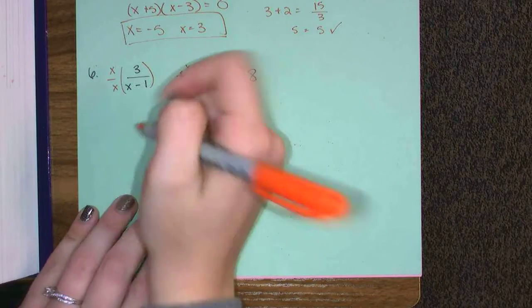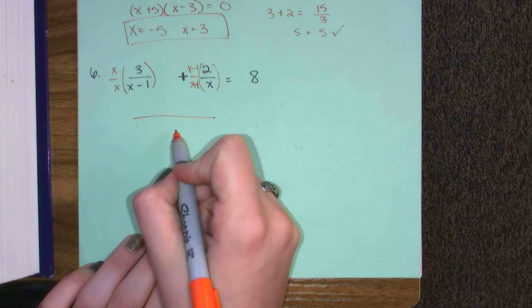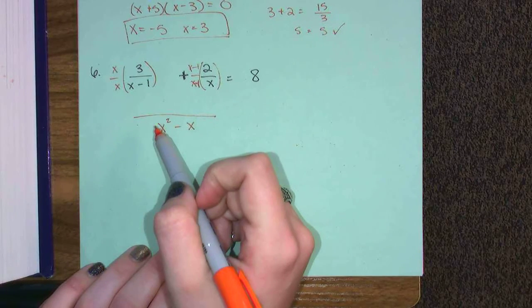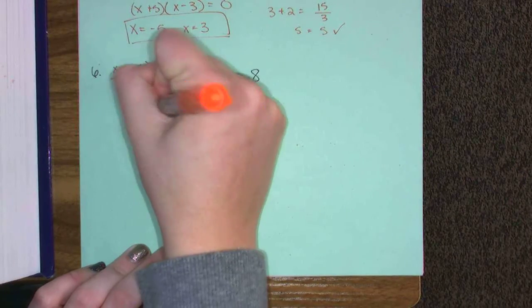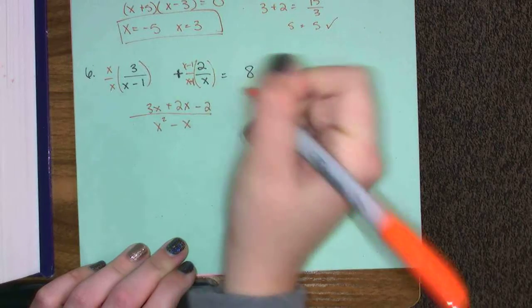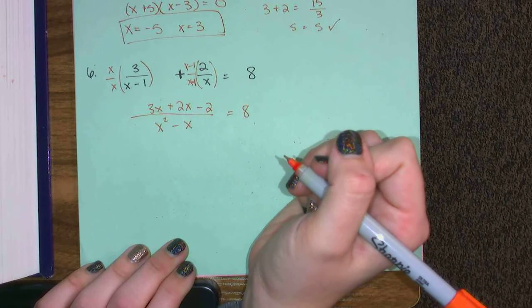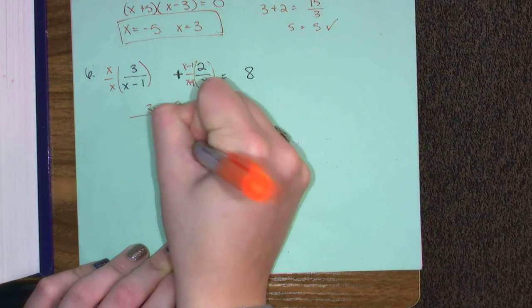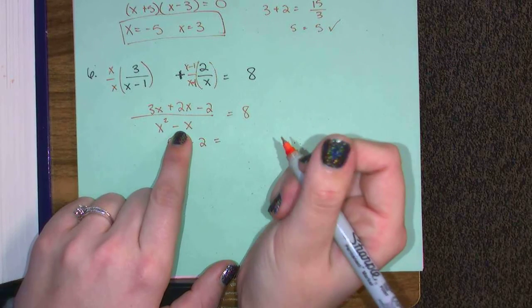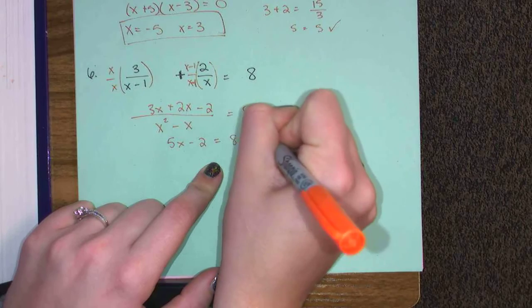So let's do the denominator first. So what do I have on the bottom? X squared minus x. And then on top, and then that's equal to 8. Okay, so 5x minus 2. I'm going to go ahead and multiply by this denominator just so I don't have to keep worrying about it. So this is going to give me 8x squared minus 8x.